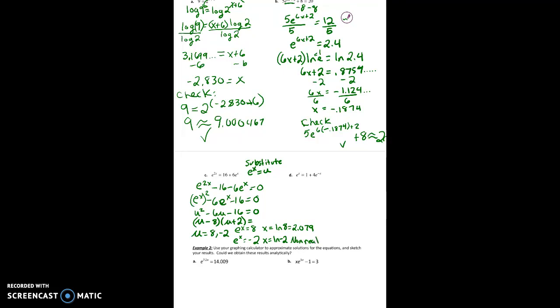So this one doesn't work. So this solution is extraneous. It's an extra solution, but it doesn't work. So our only solution is 2.079. And that's how you solve with substitution.